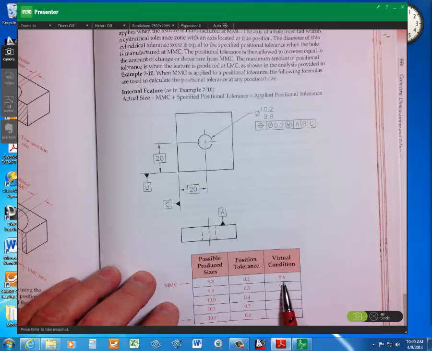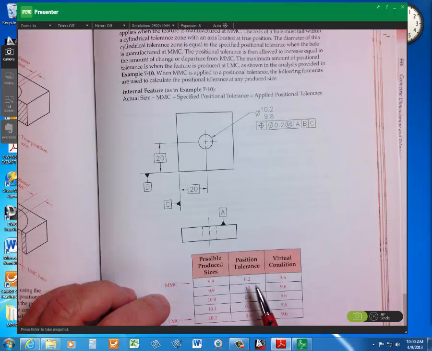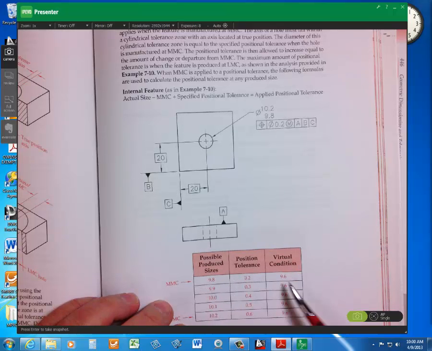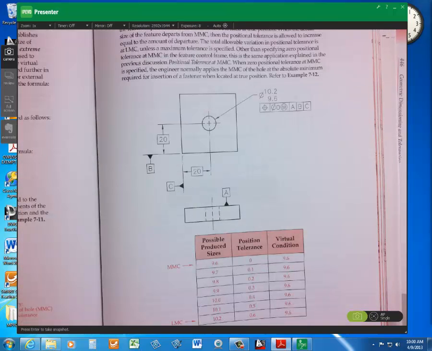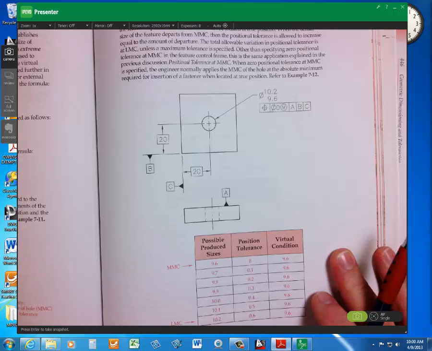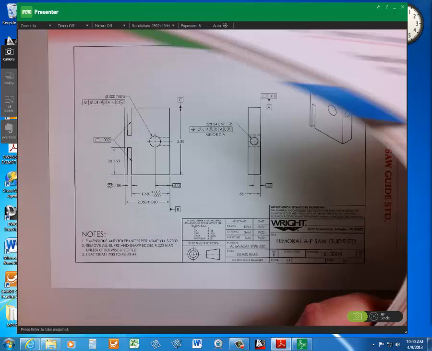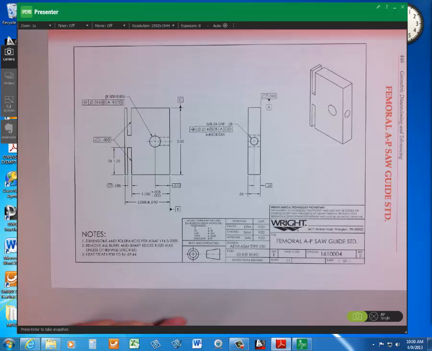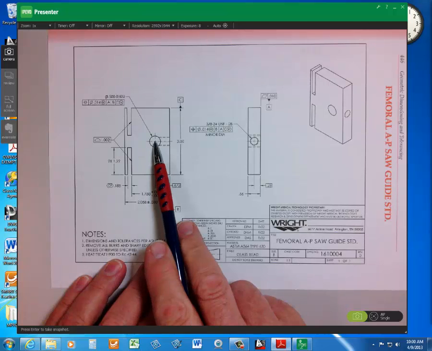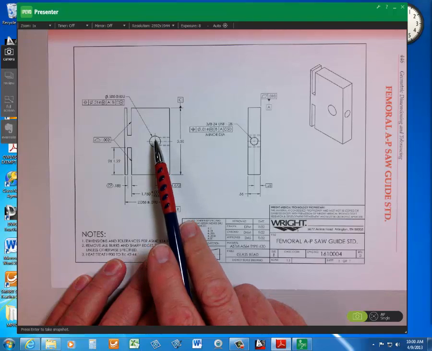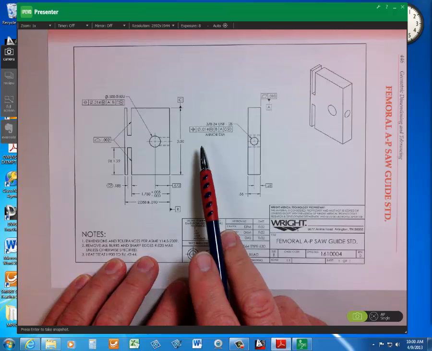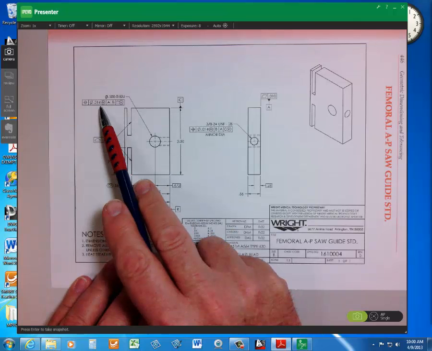I'm sorry, did I say add? It's an internal feature. So we subtract. If it's external, we add. So this is the internal. Okay. So 0.505 minus our position tolerance, 0.024, will equal 0.481.